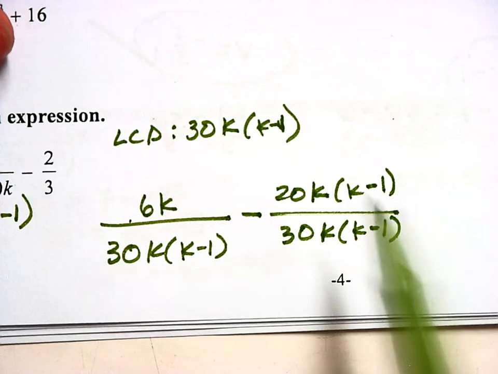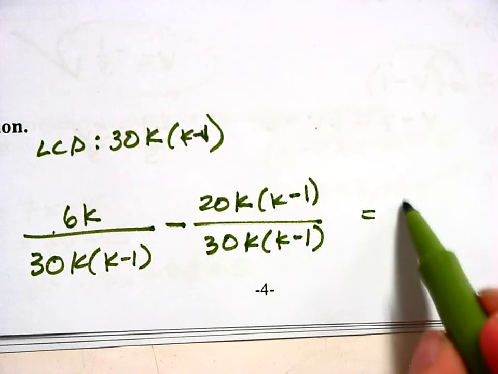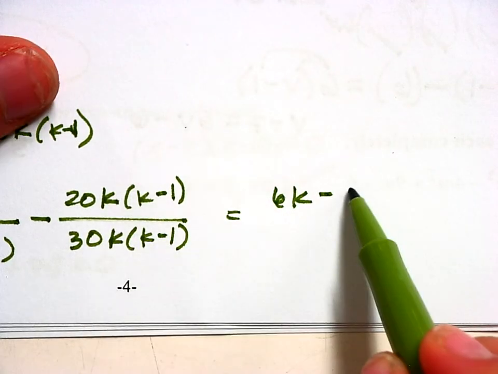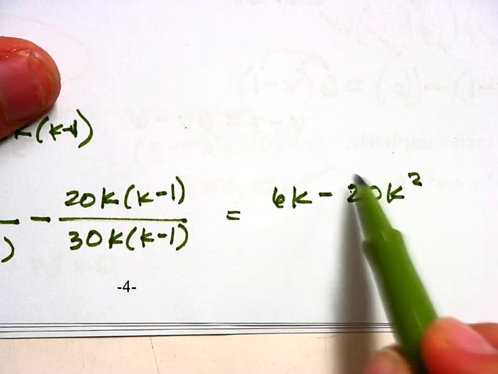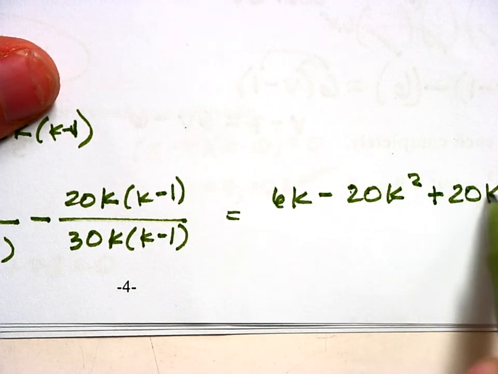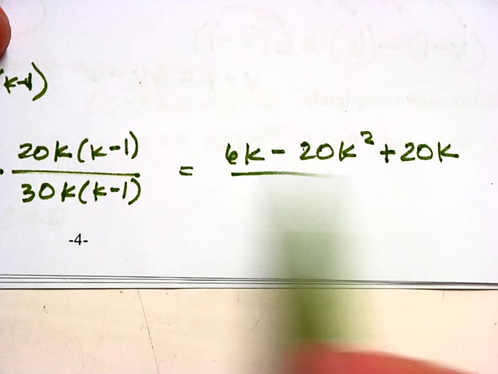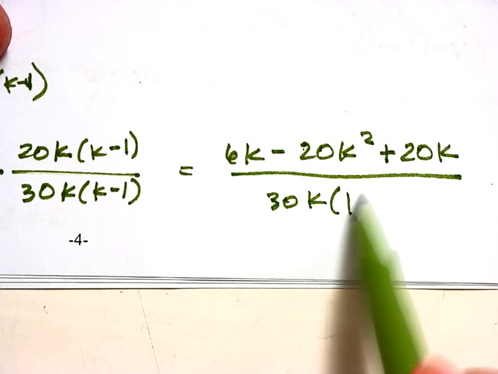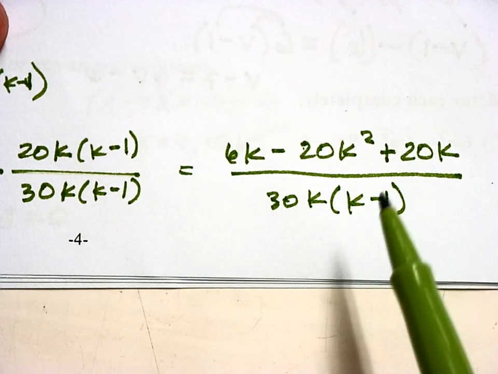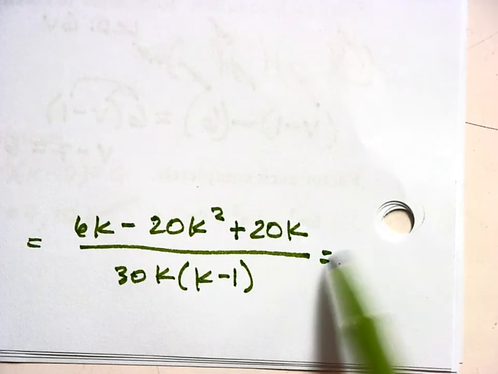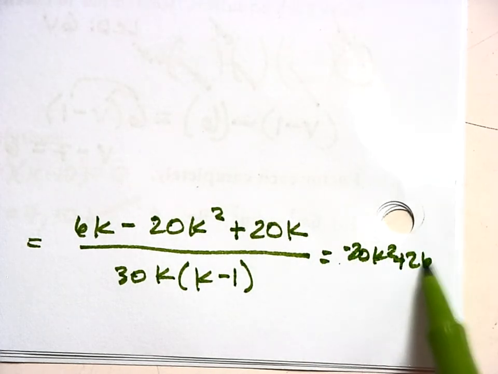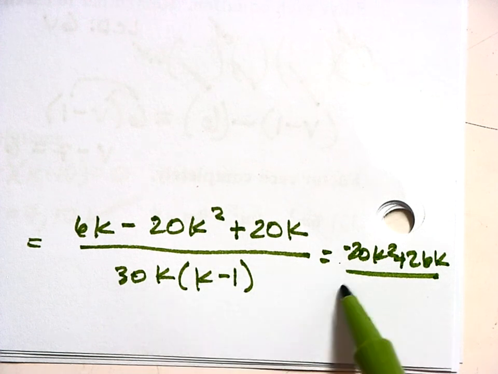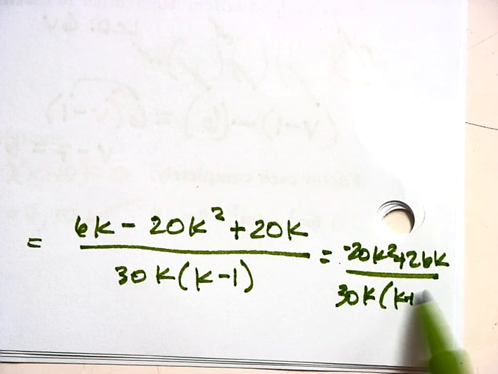Then we're going to do our subtraction, so just subtract the numerators. So this is 6k minus 20k squared, and then plus 20k, I distributed the negative, all over 30k(k minus 1). Okay, and then you could definitely combine those like terms. So this would be negative 20k squared plus 26k, all over that same denominator, 30k(k minus 1).